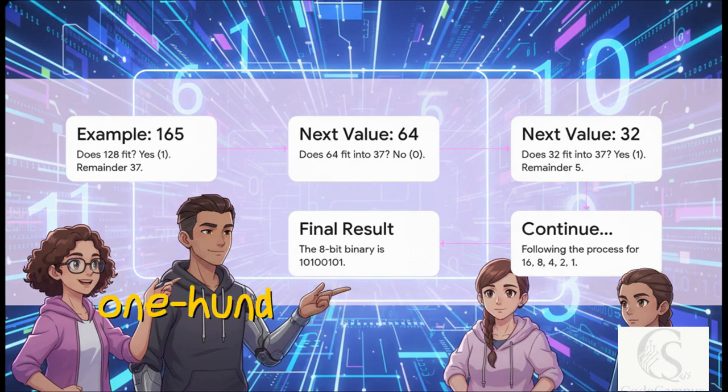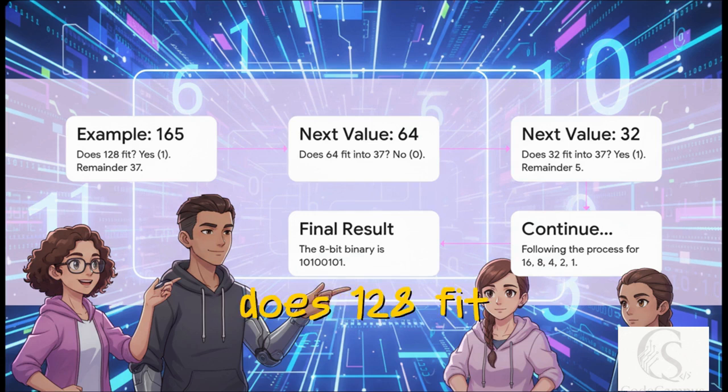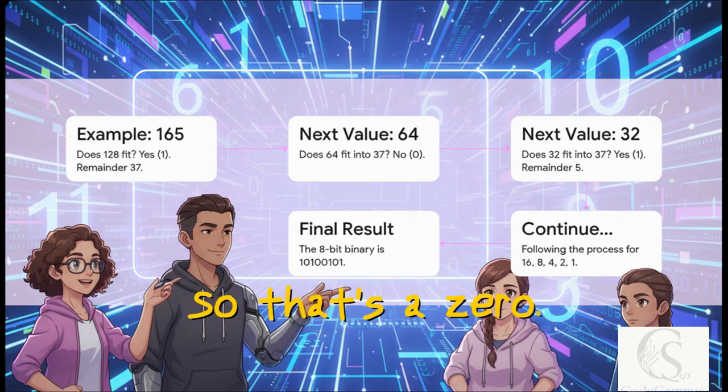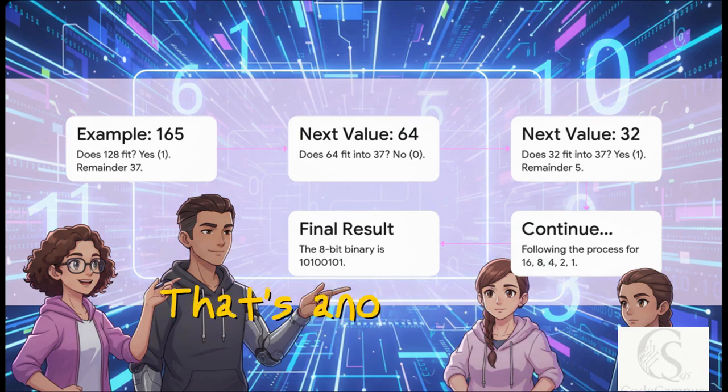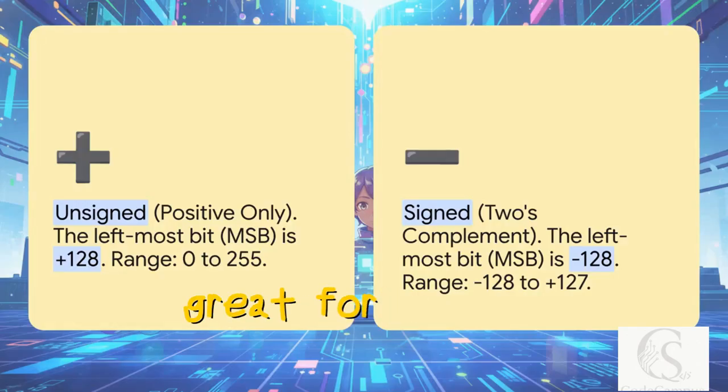Let's take the number 165. We just use the place values of binary, 128, 64, 32, 16, and so on. We just ask a series of simple questions. First, does 128 fit into 165? Yep, it sure does, so we put down a 1, and we're left with 37. Next, does 64 fit into 37? Nope, so that's a 0. Does 32 fit? Yes, that's another 1. You just keep doing that all the way down, and pretty soon you get your 8-bit binary number, 10100101.